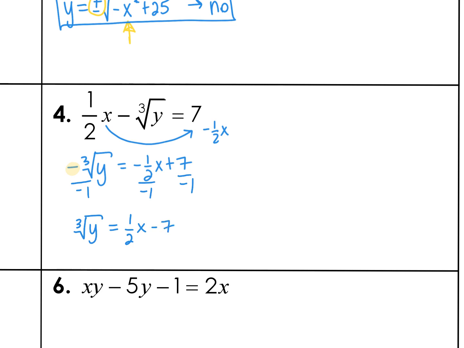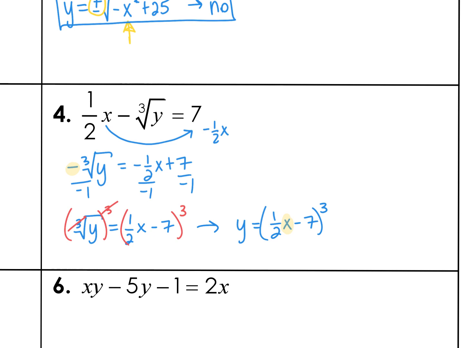All right, now I need to get rid of the cubed root. Opposite of cubed root is cubing. So I'm going to cube everything. The cubed root and the cube cancel, so I'm left with y. y equals 1/2 x minus 7, cubed. All right, now I have to decide, is this a function? Well, for every x I put into the equation, will I get a distinct y? Yes, I will. There's no plus or minus option.